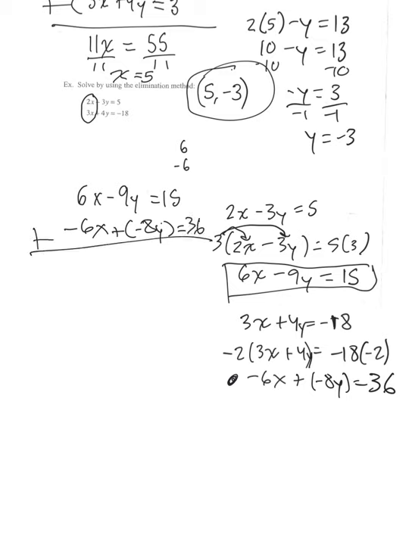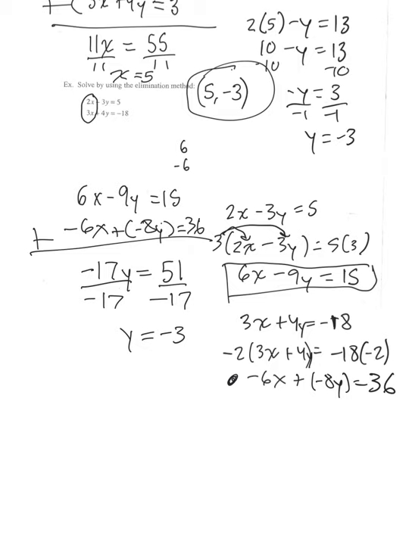The reason that we're doing this is that we want to eliminate that x out of the system. So 6x plus negative 6x is 0. Negative 9y plus negative 8y is negative 17y. And 15 plus 36 happens to be 51. We divide each side by negative 17. And that gets us y equals negative 3. So we got our y value.